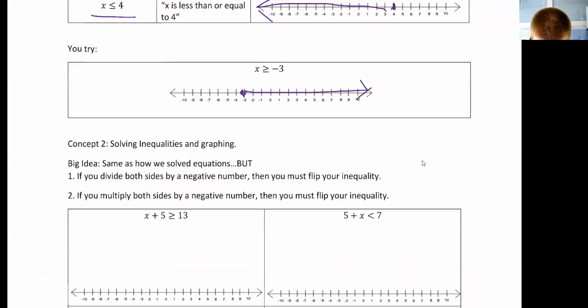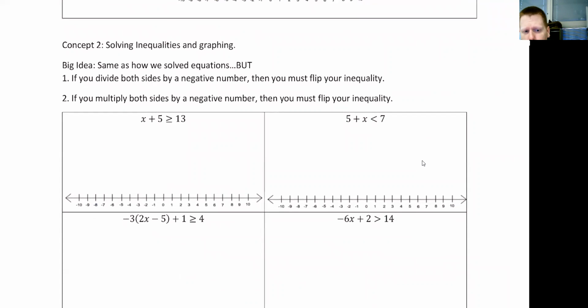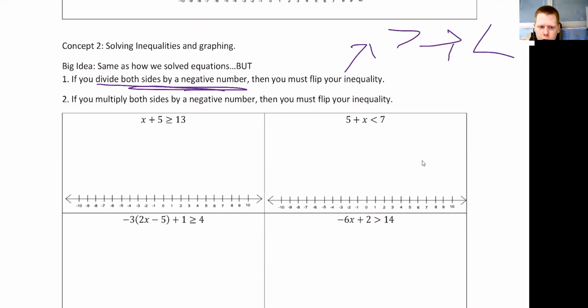Okay, so that's just a little bit of review of graphing inequalities, but really our big idea today is solving inequalities and then graphing our results. The big idea is this is the same as how we solved equations, so pretty much everything applies, but there is one thing you have to be careful for. When you're solving, if you divide both sides by a negative number, you have to flip your inequality. And what I mean by flipping your inequality is, if you had a greater than inequality, you're going to have a less than inequality. You just flip it around.